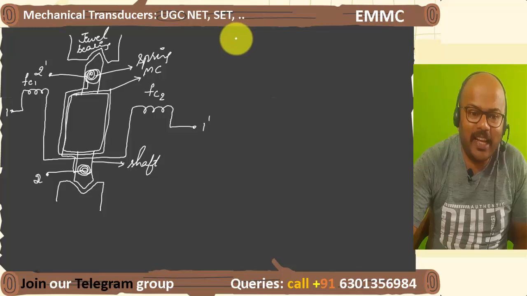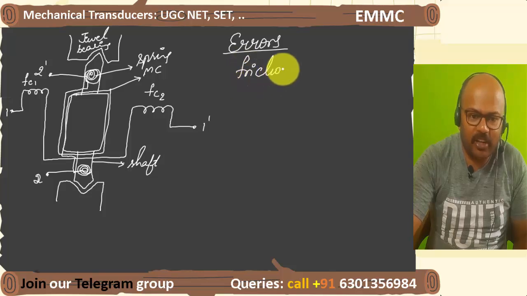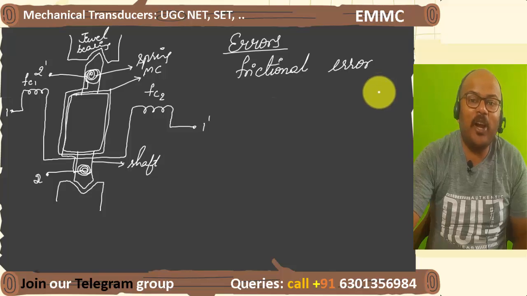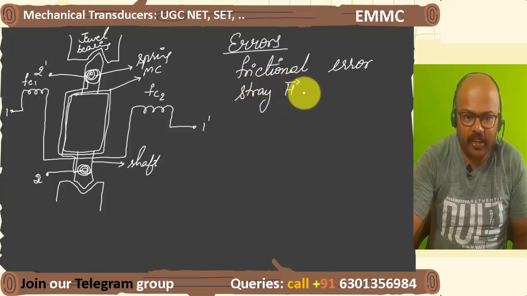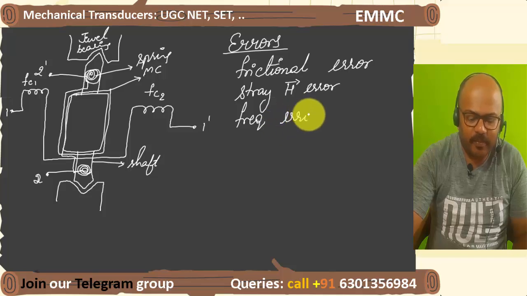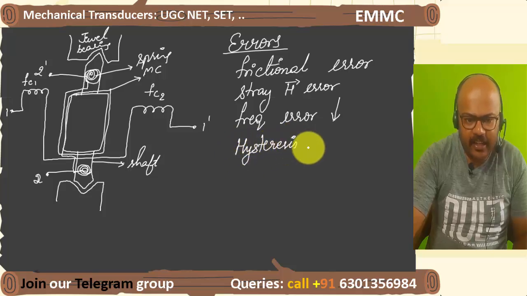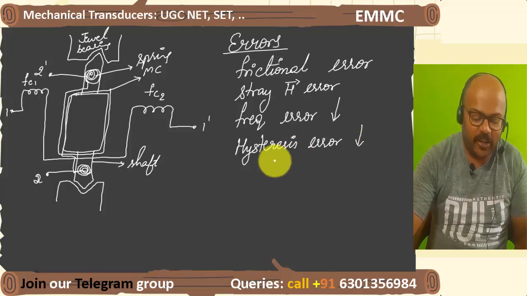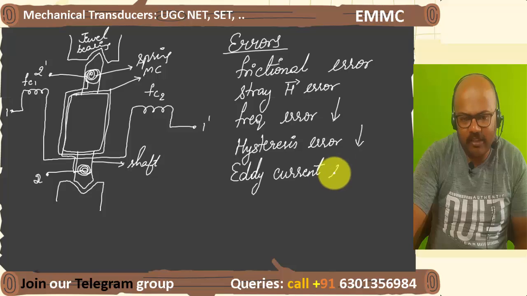Now look at the things. What are the errors that you are going to face in the case of EMMC? You will be having the frictional error. Same story we are going to repeat. Frictional error, which will be less, but when compared to MI it will be more. Next, stray magnetic field error, which will be more. Now frequency error, you can compensate it. Frequency error is less. Now one more error is there, hysteresis error; you are going to reduce it. Why? The eddy currents you are going to reduce, so eddy current error you are going to reduce. For the pointer, make use of one which will have a linear behavior.